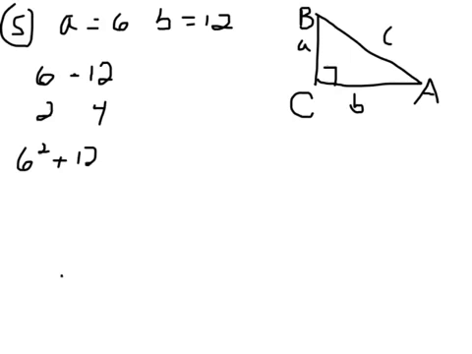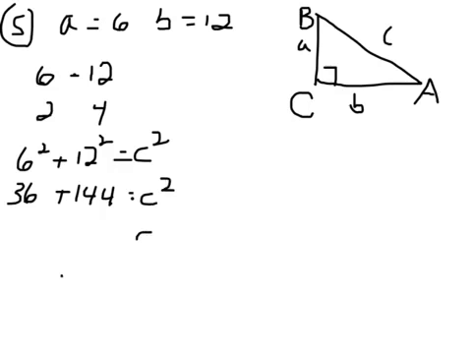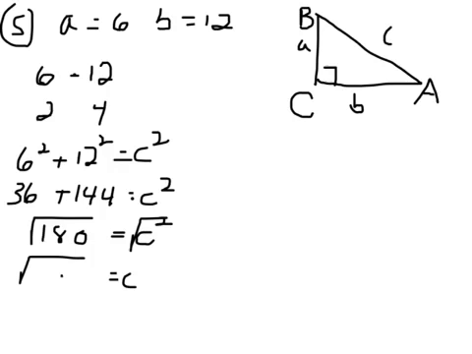6 squared plus 12 squared would be what? C squared. So 36 plus 144 is C squared. That's 180, I think. And so the square root of 180, let's go ahead and write it simplified. 36 goes into 180 how many times? 5, I think. That would be the quickest way to reduce that, because the square root of 36 is 6, so it would be 6 square root of 5 as our third side.